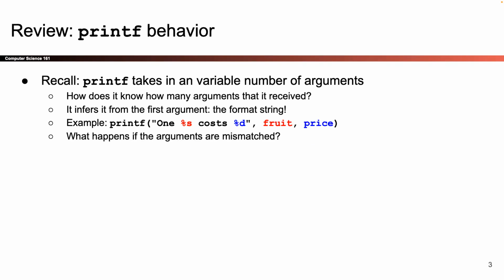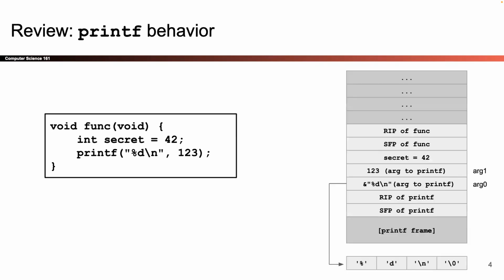Okay, but we're a security class, so we're not here to do what's expected and give printf the right number of arguments to match the format string that we provide in the first argument. We're here to do funny stuff. So let's try to give printf functions that are mismatched. What does that look like?